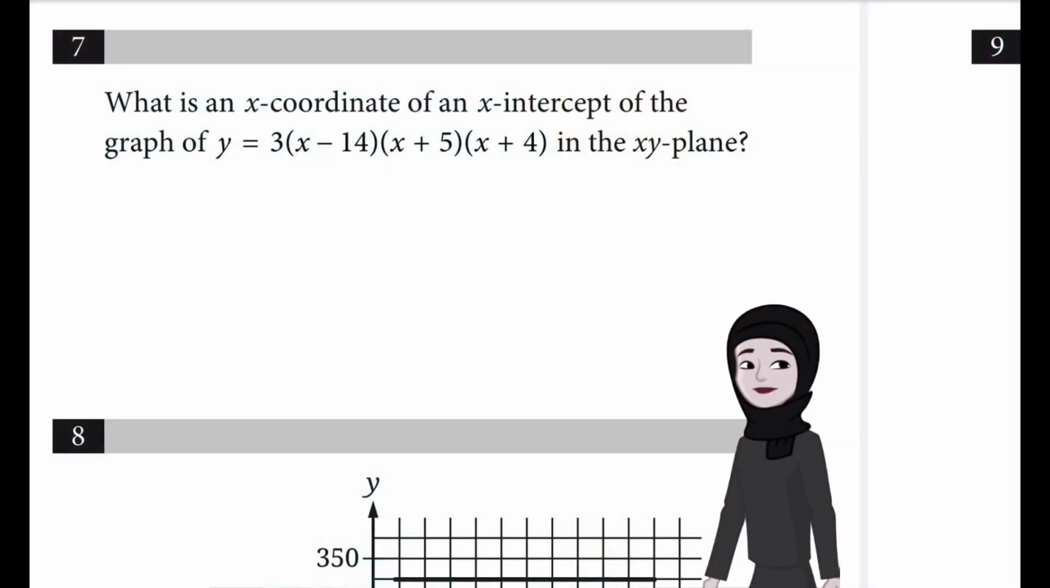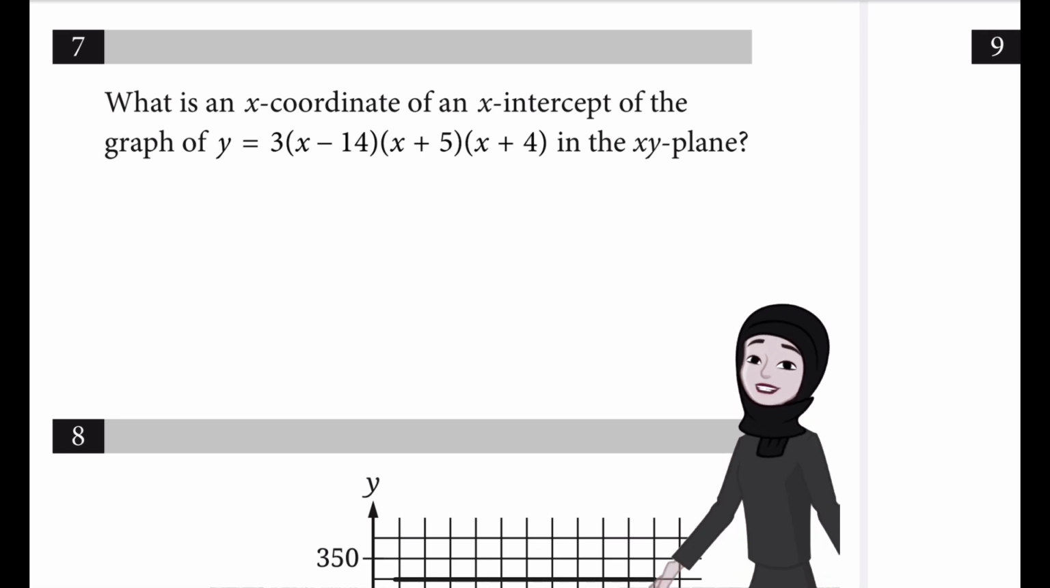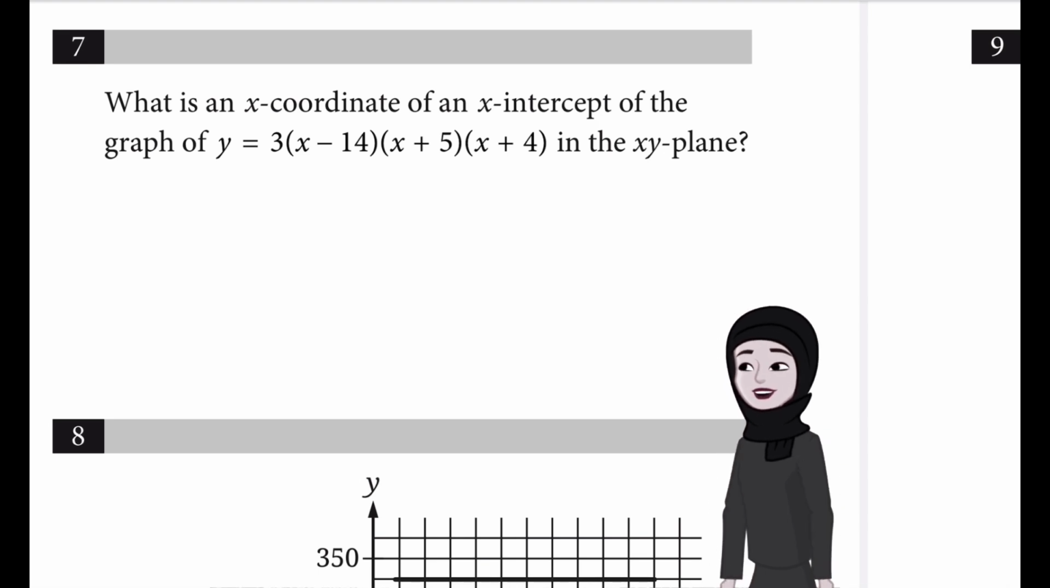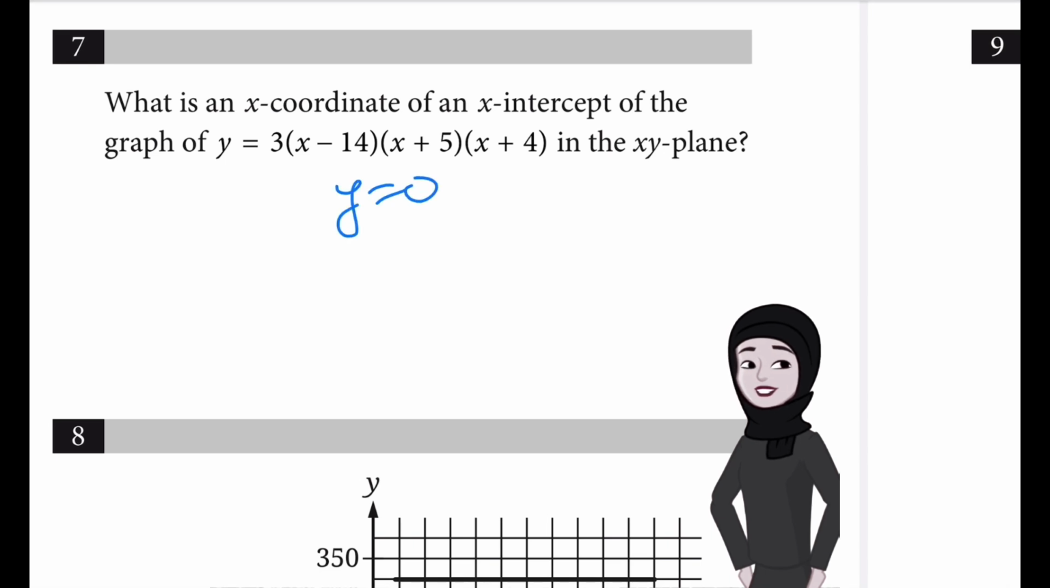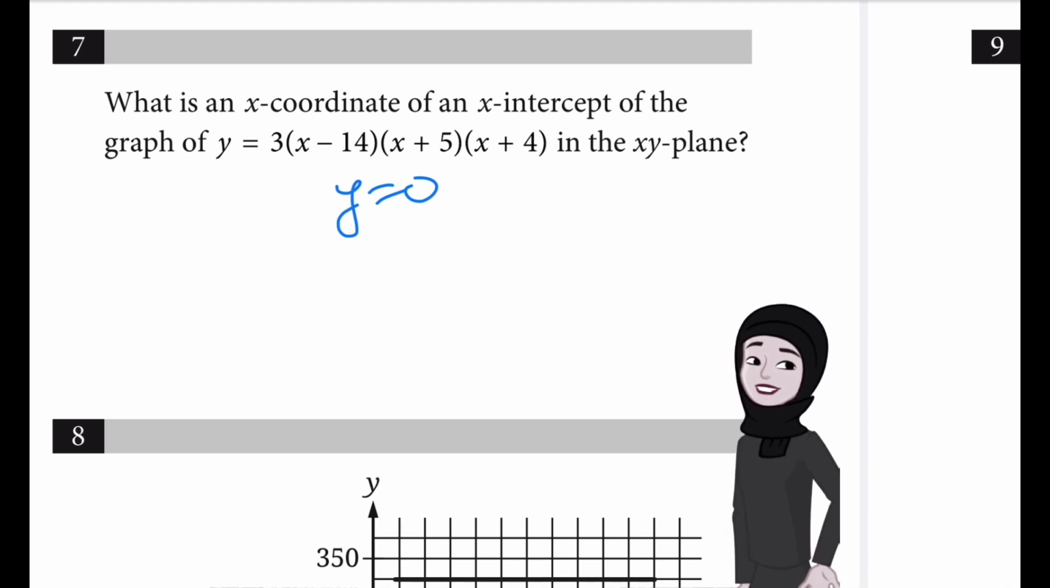Question number 7. What is an x-coordinate of an x-intercept of the graph of y = 3(x − 14)(x + 5)(x + 4) in the xy-plane? The x-intercepts of a graph in the xy-plane are points at which the graph intersects the x-axis, or when the value of y is 0. So when y is 0, that's when we get the x-intercept.